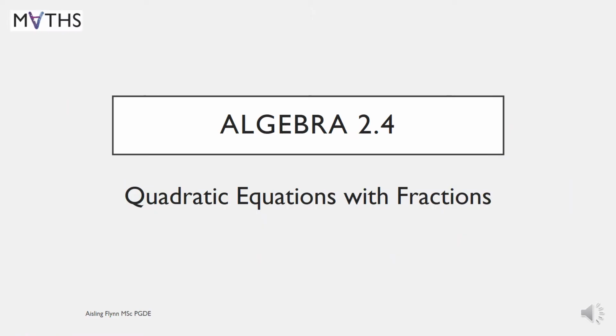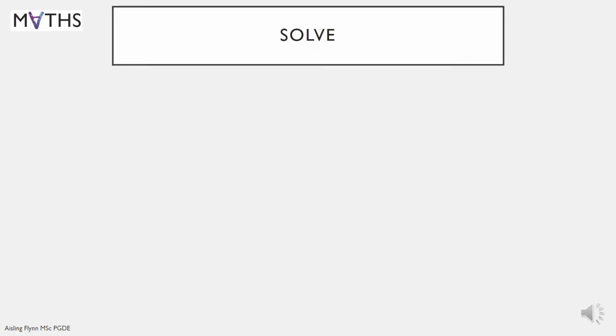This is Algebra 2.4, Quadratic Equations with Fractions. Solve. So solve means to find the value or values of x that make the equation true, to make left equals right. Okay, so I can see there's an x squared term, so this will be a quadratic equation.